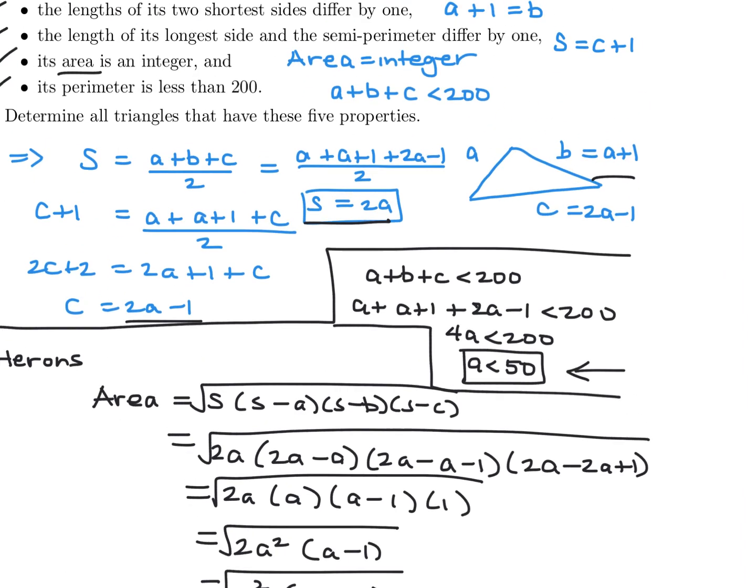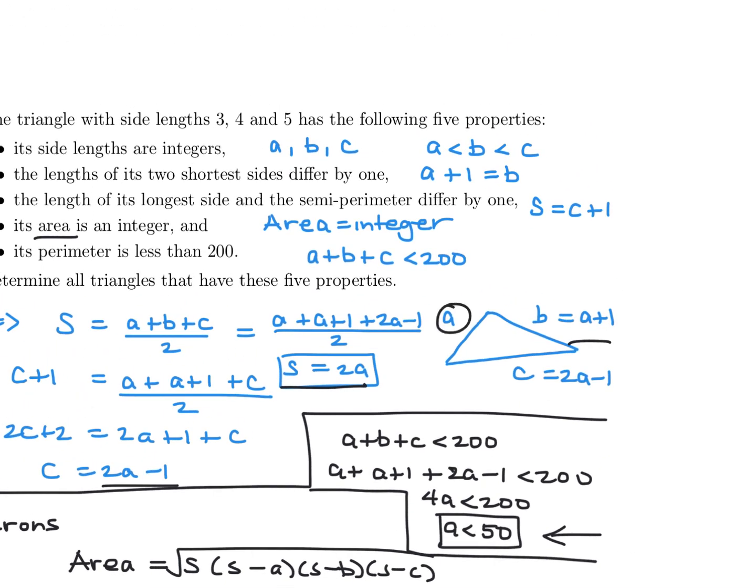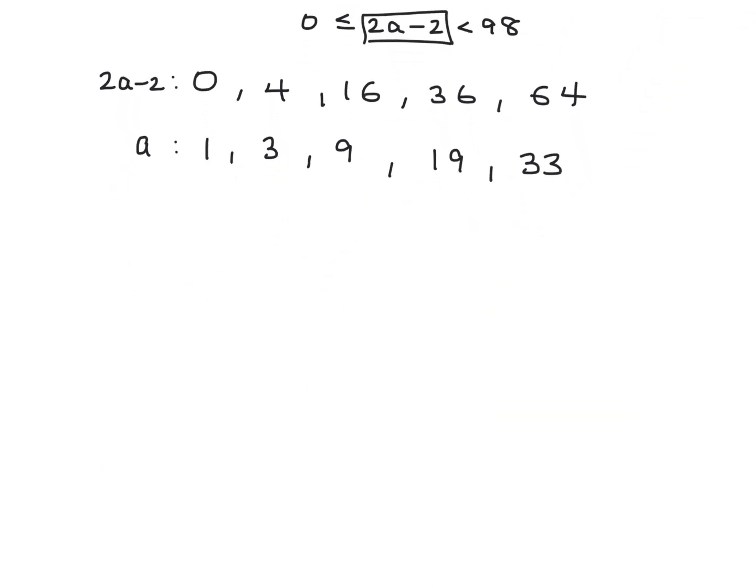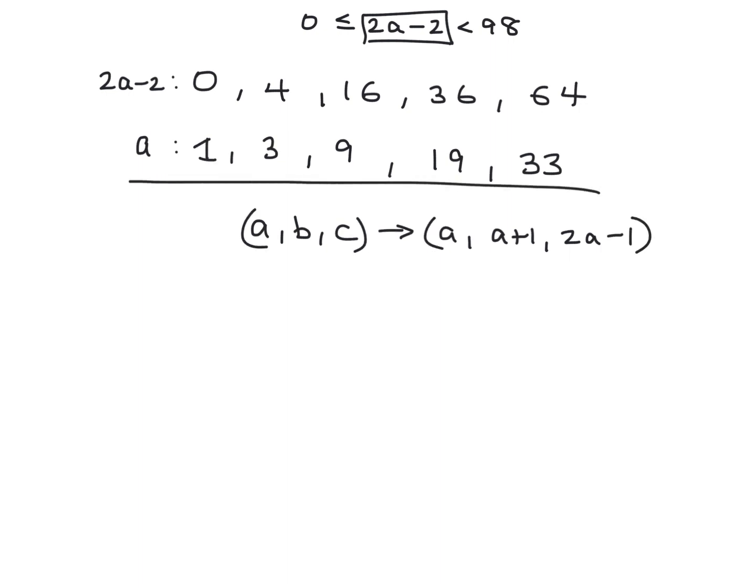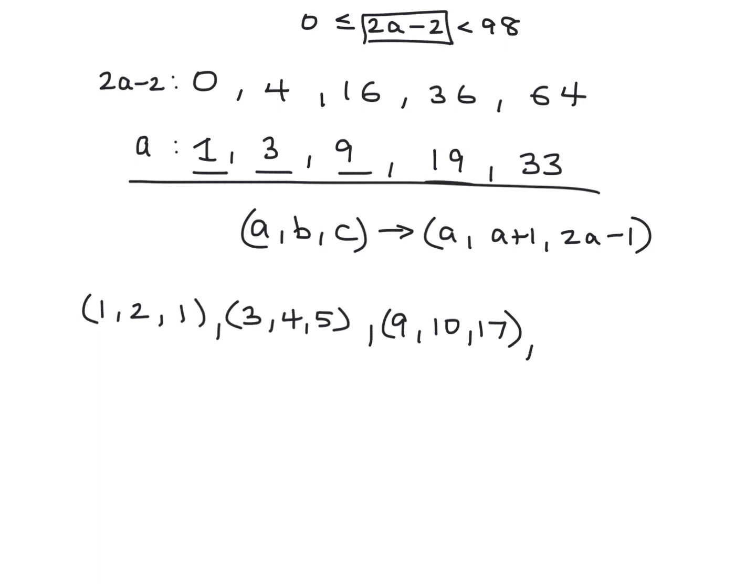since we know the a, b, and c is right here, a, b, and c is a, a plus 1, and 2a minus 1. We can figure out the triangles. So a, b, c is a, a plus 1, 2a minus 1, correct? Okay, so using these values for a, let's see what we get. 1, 2, and 1. That's for this guy. And then we get 3, 4, 5. That one has already been given for this. For the 9, we'd get 9, 10, 17. For 19, we'd get 19, 20, and 37. And finally for 33, we'd get 33, 34, and 65.